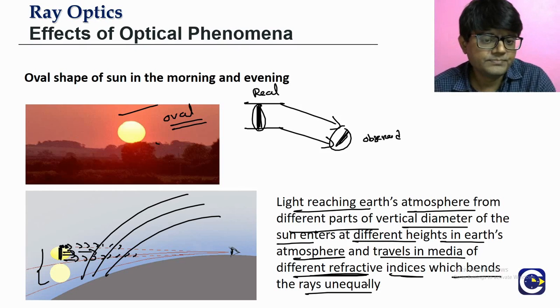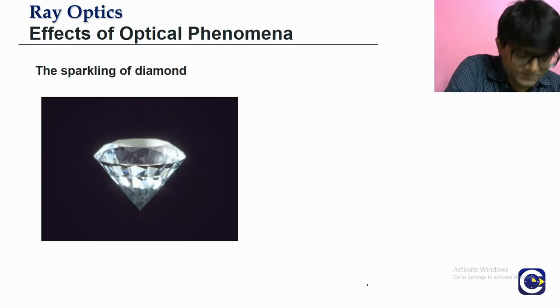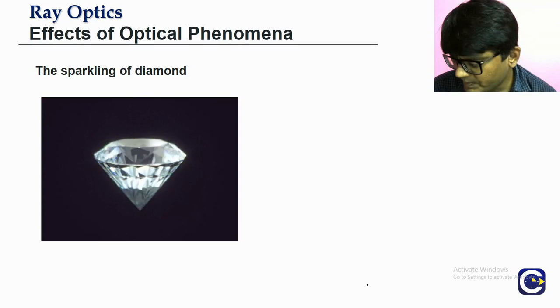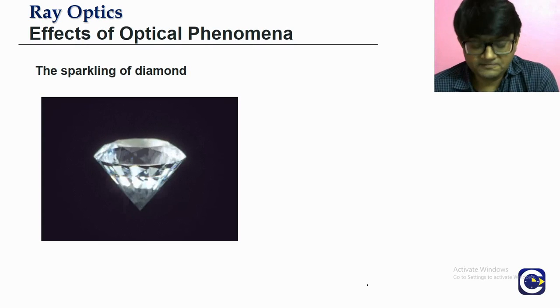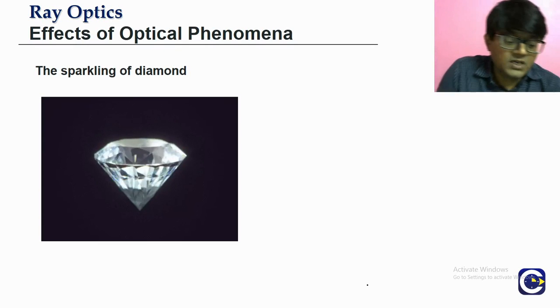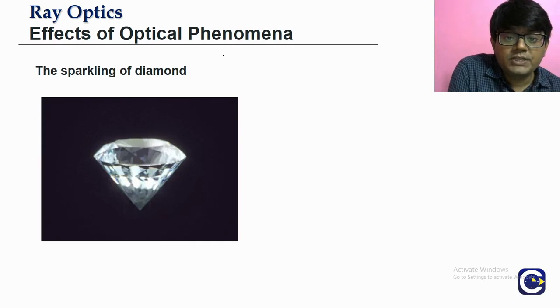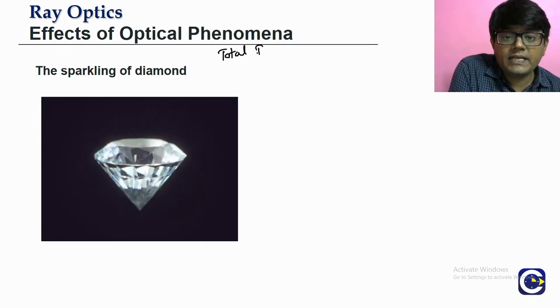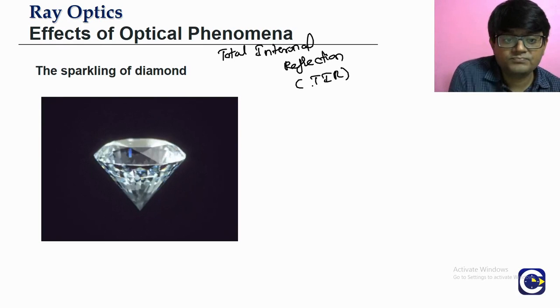Okay, so far we talked about the optical phenomena that we observe due to the refraction. Now we'll see the optical phenomena that we observe due to the total internal reflection, which is in short called as TIR.